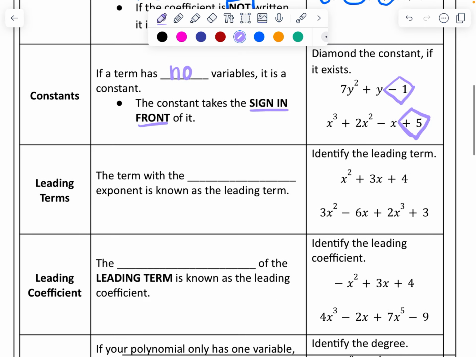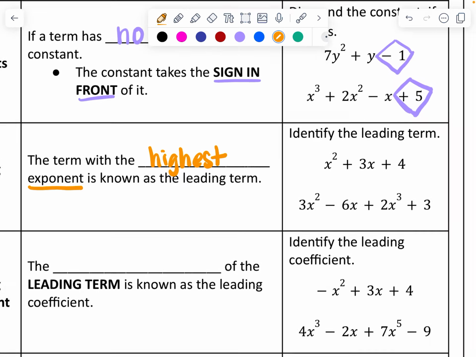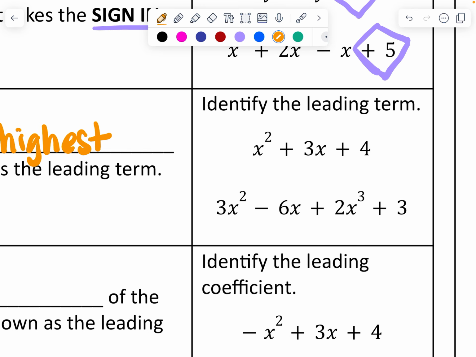Leading terms. The term with the highest exponent is known as the leading term. It is not necessarily the first term in the polynomial. It's the term with the highest exponent in that entire polynomial. So we're going to look at our examples. The leading term is x squared because that has the highest exponent. It does happen to be the first one. In the second polynomial, the leading term is 2x cubed because it has the highest exponent.